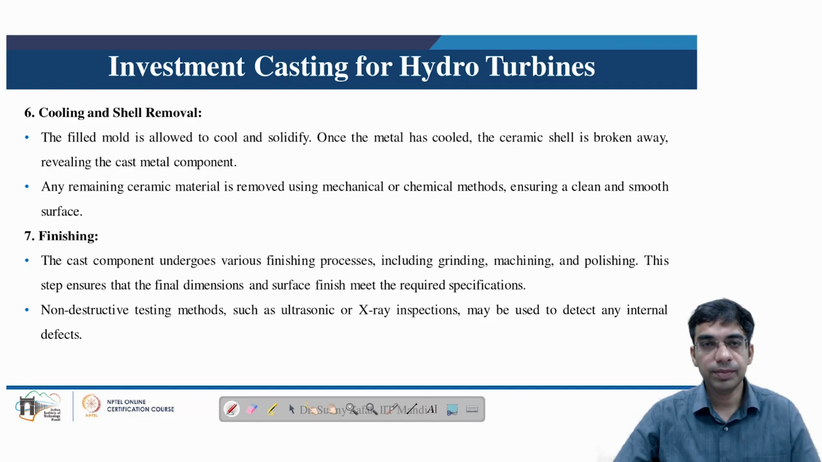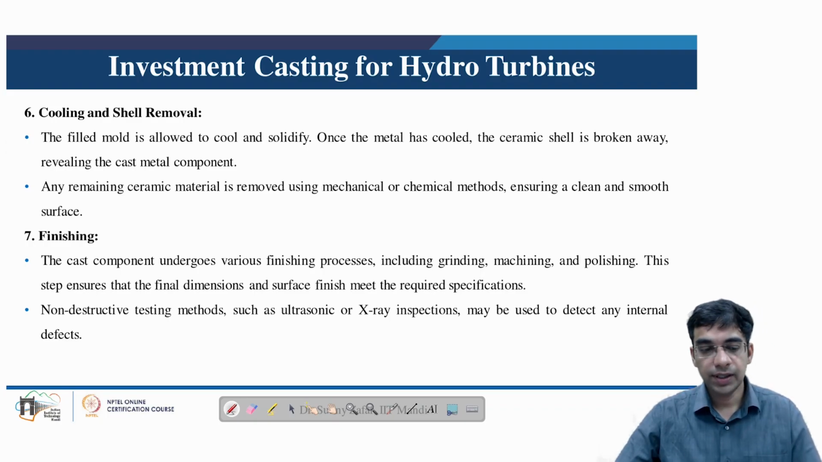Then we come to step number 6, which involves cooling and shell removal. The filled mold is allowed to cool and solidify. Once the metal is cooled, the ceramic shell is broken away, revealing the cast component. Any ceramic material is removed using mechanical or chemical methods, ensuring a clean and smooth surface.